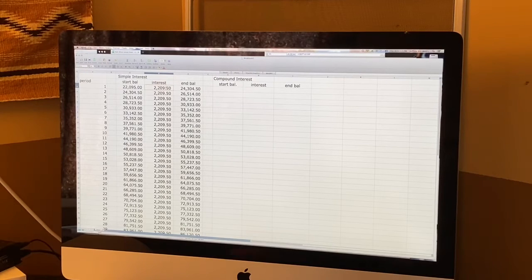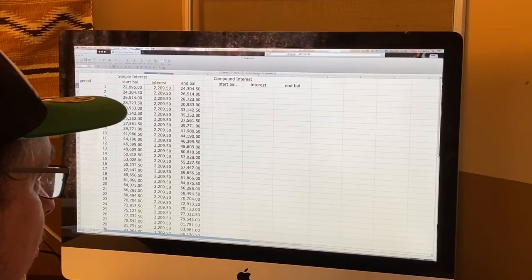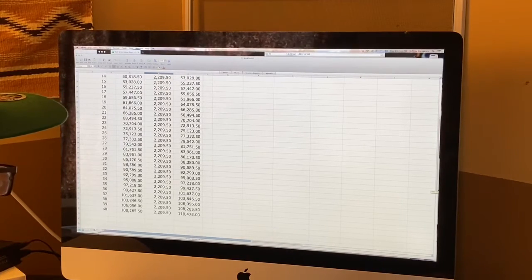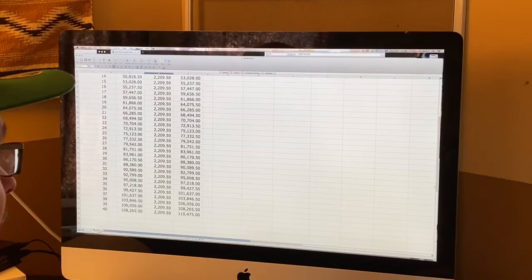And if you look at the interest column, they're always the same. It's 1/10 of that: $2,209.50 every year is what it's paid. And you get to see what the end balance is and how that works out for the person. By getting that much money every year, at the end of their 40 years, in total they have $110,475. So that's probably not too bad.